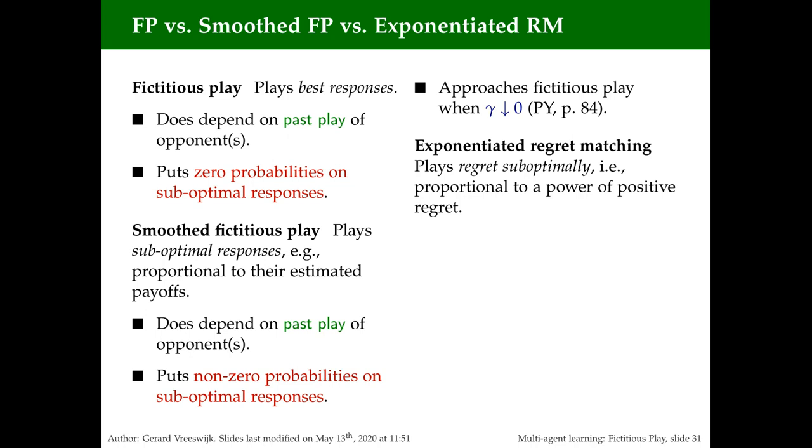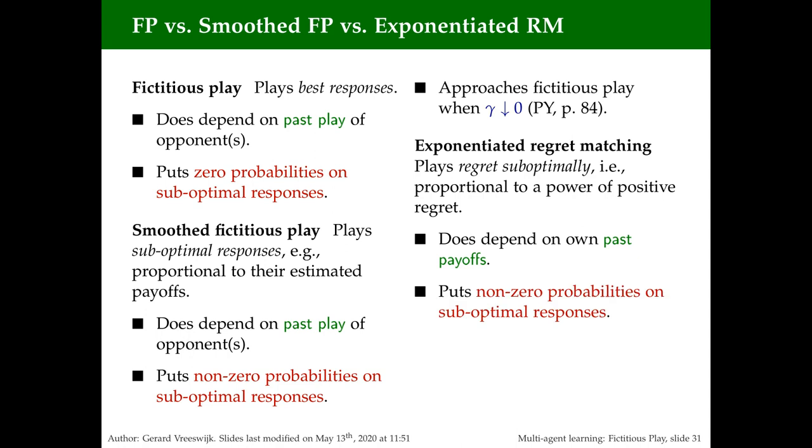Now, exponentiated regret matching plays regret suboptimally, that is, proportional to the power of positive regret. It does depend on its own payoffs. Also, like smoothed fictitious play, it puts non-zero probabilities on suboptimal responses, and interestingly enough, it approaches fictitious play when the exponent becomes larger and larger.